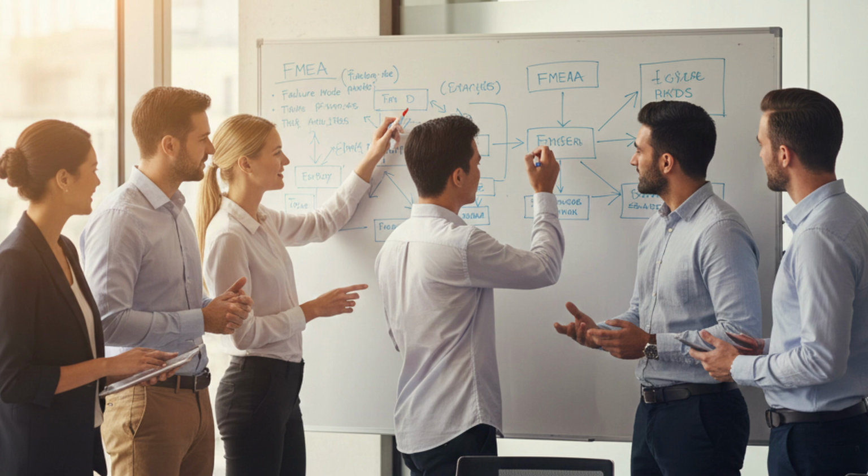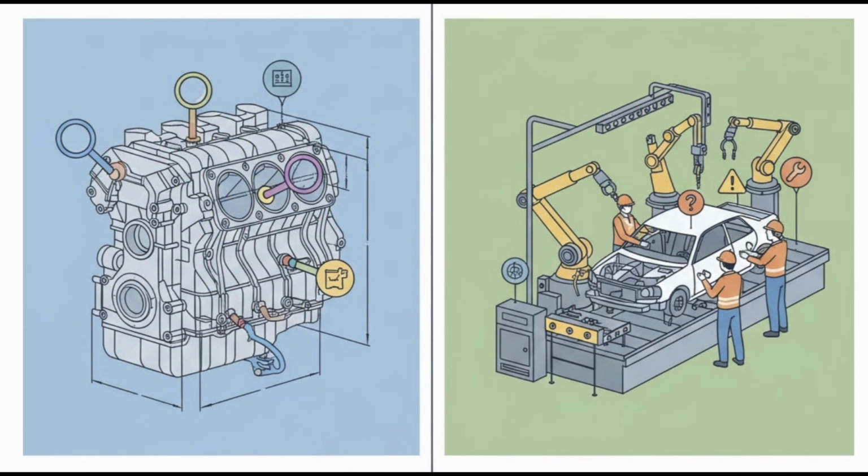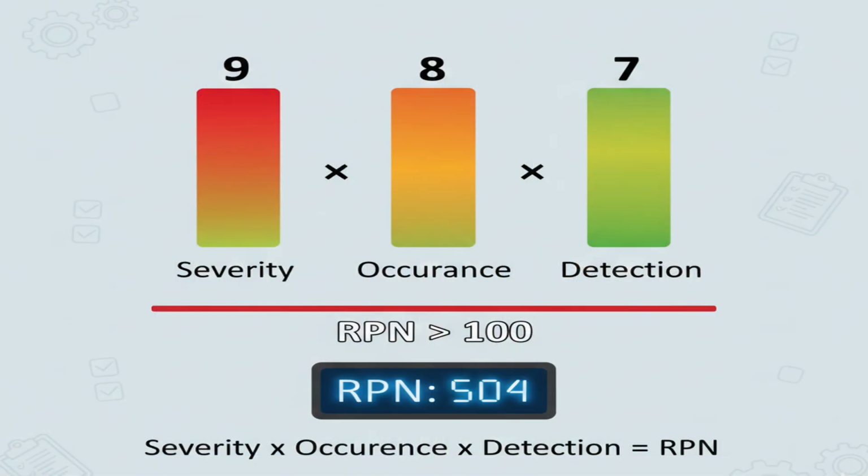At its core, FMEA is a systematic, team-based method that anticipates failures and prioritizes the most critical risks. We distinguish between DFMEA for analyzing product design and PFMEA for analyzing the manufacturing process. The entire analysis hinges on the risk priority number, or RPN. This number is the final risk score, calculated by multiplying 3 critical ratings.